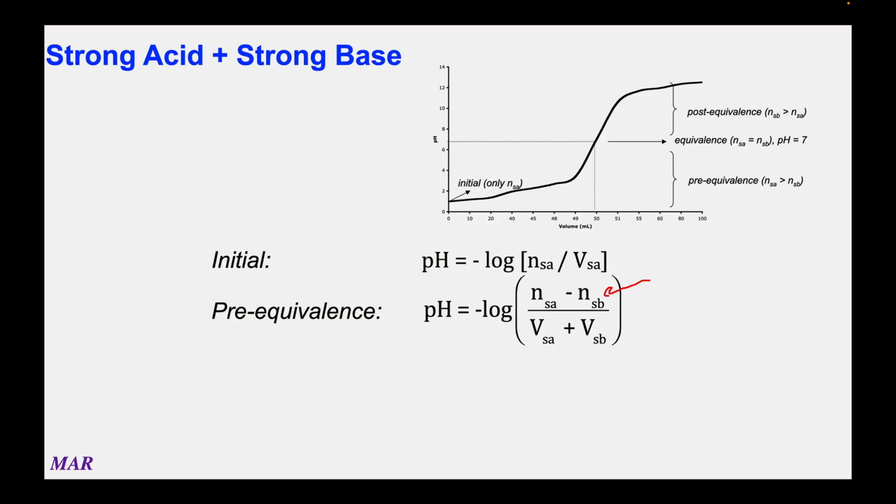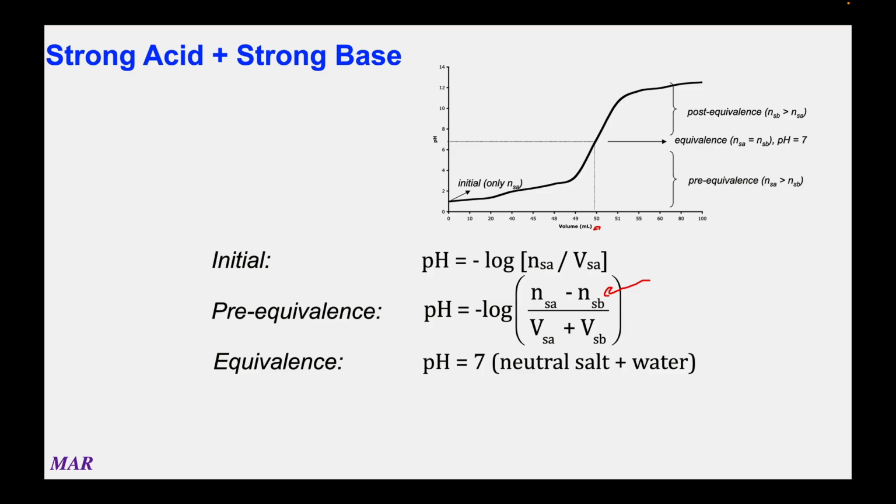But if you calculate them, you can find to amazing accuracy what the pH will be at those points. Now finally, you'll get to the equivalence point. And in this particular problem, it looks like it's about 50 milliliters. And at that point, moles of strong acid equal moles of strong base.